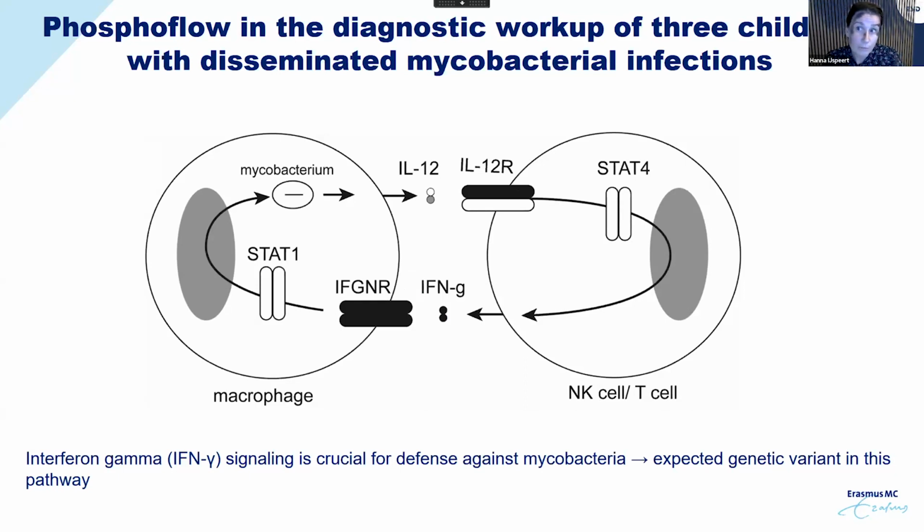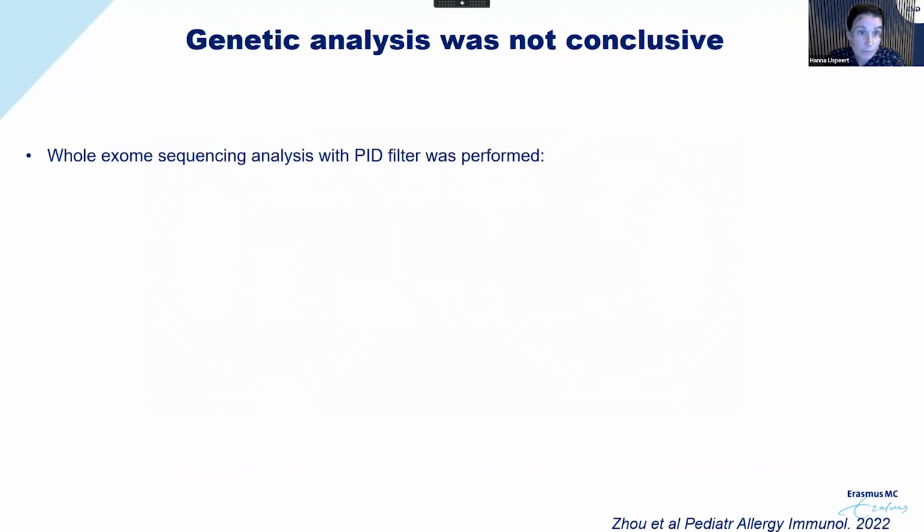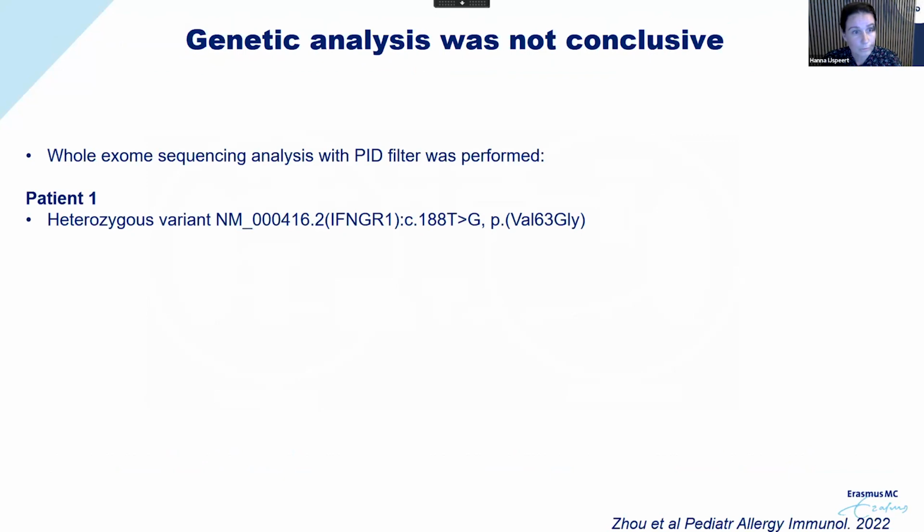So when we had these patients with mycobacterium infections, we expected genetic variants in this pathway, because many of you have already shown that genetic defects in this pathway lead to susceptibility to mycobacterial infections. So whole exome sequence analysis was performed with a filter of the currently known genes according to the IEI classification. But in all 3 patients, the genetic analysis was not conclusive.